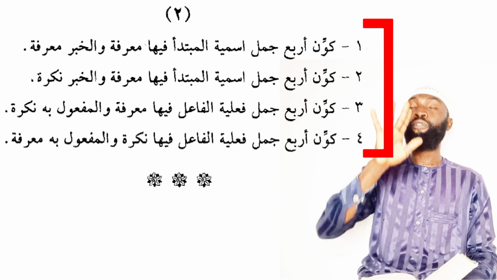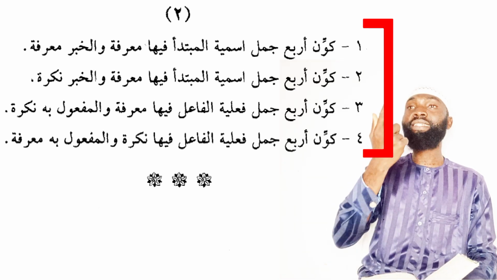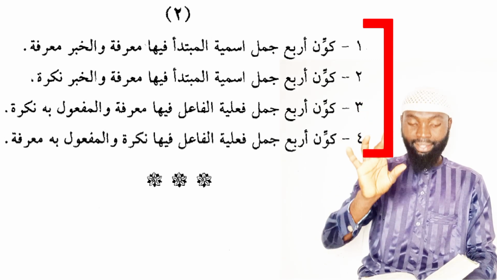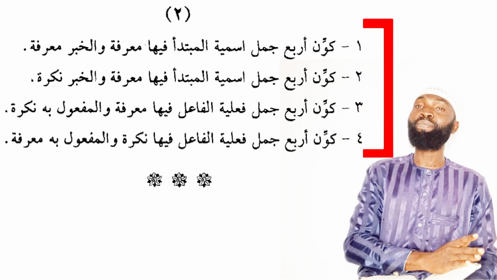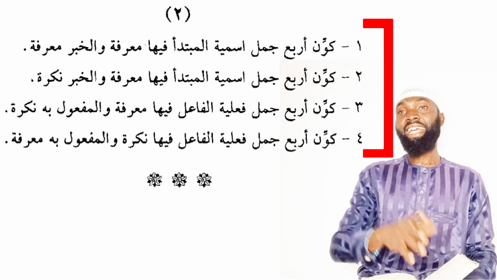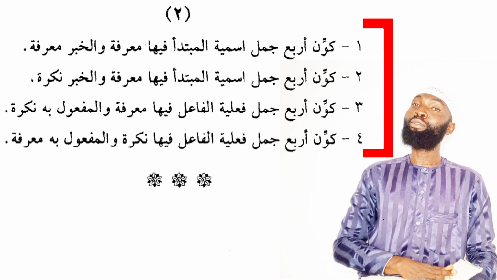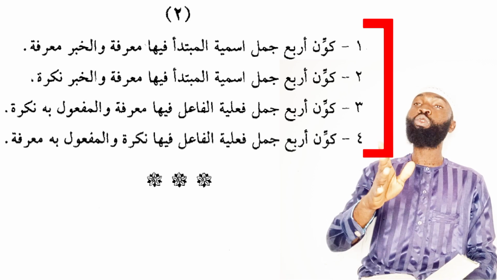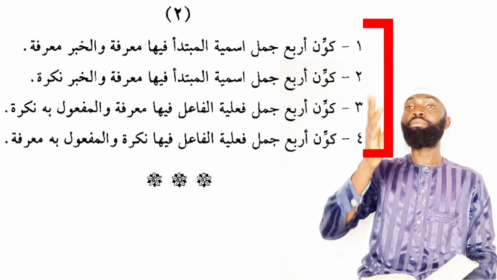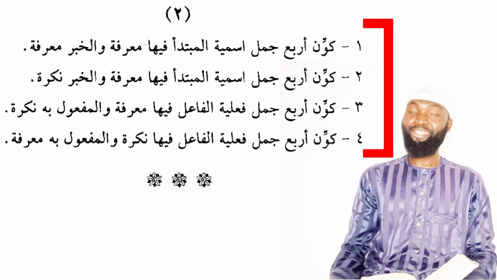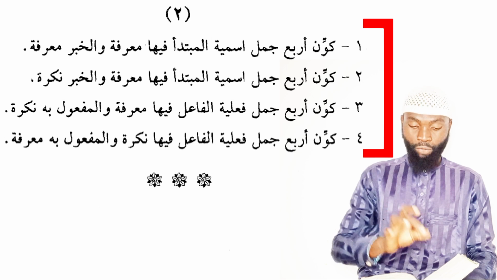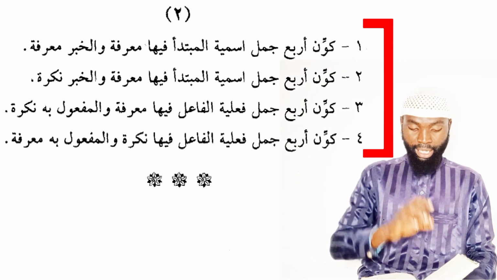You are also to form 4 nominal sentences. The noun of these sentences should be a definite noun, while the predicate should be indefinite. The first one I can say Muhammadun talibun. Second I can say Aliyun tabibun. Third I can say Aishatu muhandisatun. Fourth I can say Fatimatu mujtahidatun.